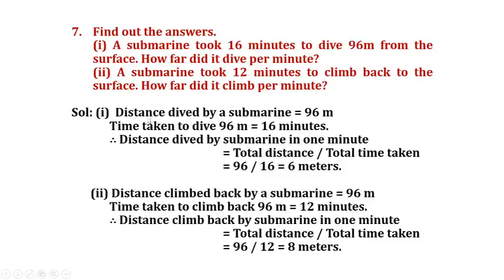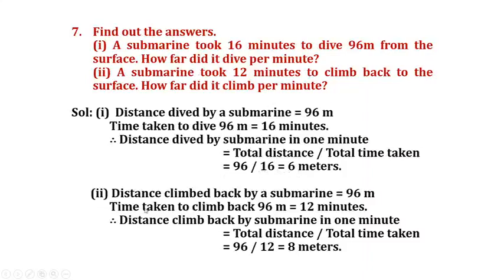So how can I find this? The distance dived by the submarine is 96 meters. Time taken to dive 96 meters is equal to 16 minutes. So the distance covered by the submarine in 1 minute is equal to total distance by total time taken, which is 96 by 16, which is 6 meters. So 6 meters per minute it will dive. How far did it dive per minute? Means 6 meters per minute it dived.